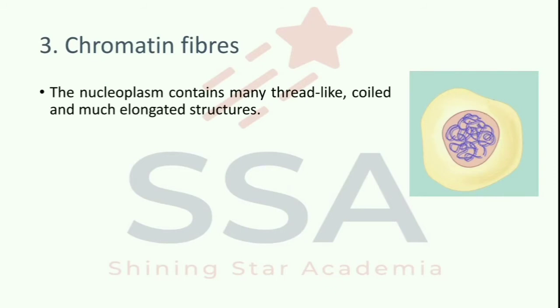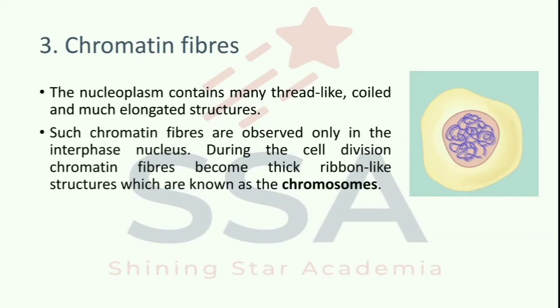The nucleoplasm contains many thread-like, coiled and much elongated structures. These thread-like structures are known as the chromatin substance or chromatin fibers. Chroma means color. Such chromatin fibers are observed only in the interphase nucleus. During cell division, chromatin fibers become thick ribbon-like structures which are known as the chromosomes.